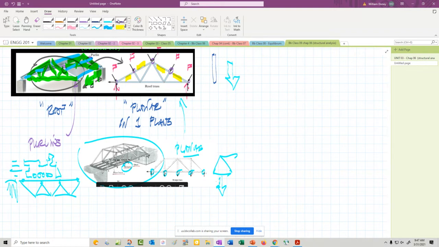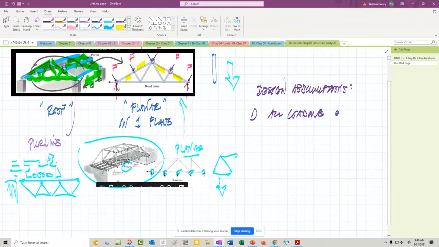And let me just put over here so it's sort of officially written. Design assumptions. I've already mentioned these, but I'll just put them down again because they are very important. All loading at the joints. Again, the joints are the connection.